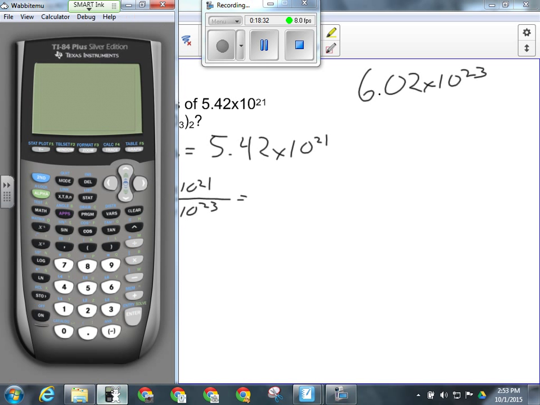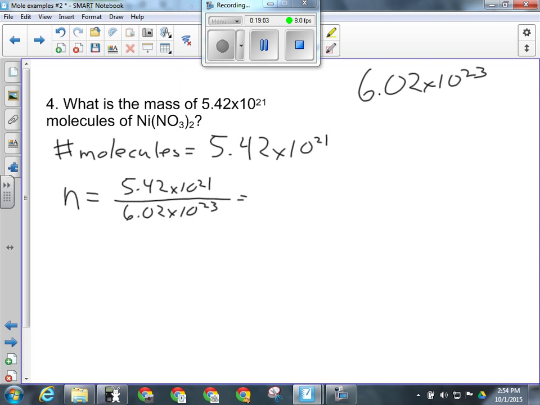All right, so when we do this and we punch it into our calculator, we have 5.42 times 10 to the 21 divided by Avogadro's number. That gives 9/1000ths of a mole. So very, very small, a very, very small amount of this stuff. Decimal 0.009 moles.